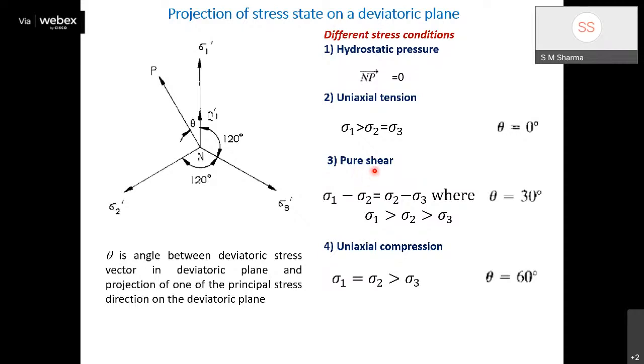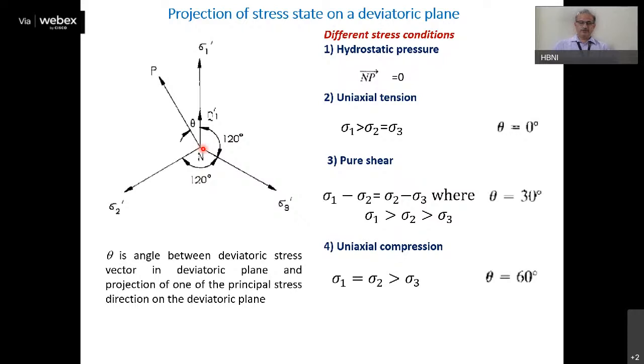compression. Okay. So basically what I was discussing is the projection of the stress state on this deviatoric plane. If you see the projection of the stress state on the deviatoric plane, pure hydrostatic will be basically on this point. That corresponds to no yielding of the sample. That's why in hydrostatic compression experiments, you don't see yielding of the sample.